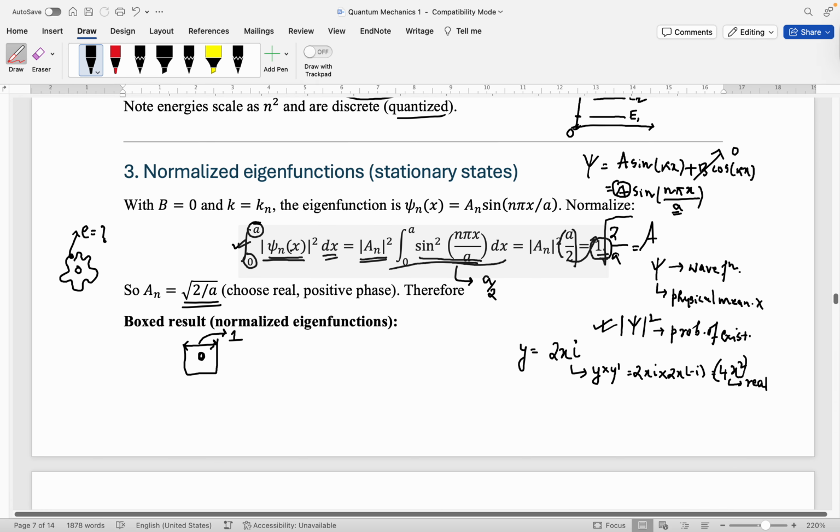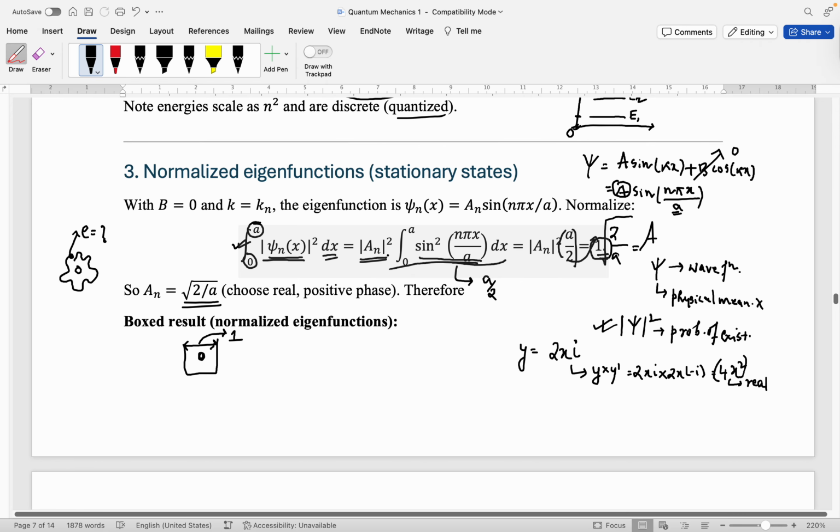So the normalization condition says that if I take the wave function square over the entire region, it is 0 to a, not minus infinity to plus infinity. I know it exists within the nucleus. It cannot exist outside anywhere, not even on the wall. So that's why I just take it from 0 to a, psi n square dx. This will be the total probability, and this has to be equal to 1 because this is the total probability.